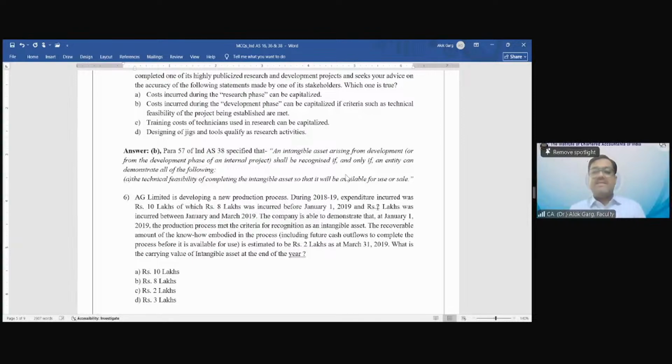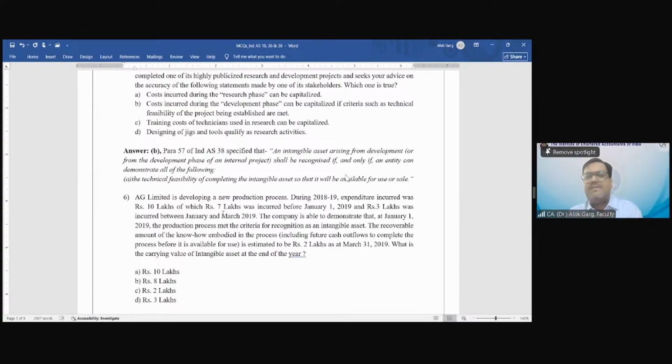The company is able to demonstrate that at January 1st, 2019, the production process meets the criteria for recognition as an intangible asset. The recoverable amount of know-how embodied in the process, including future cash outflow to complete the process before it is available for use, is estimated to be 2 lakh as at 31st March 2019. So let me keep this 7 lakh and let me keep this 3 lakh. So in 18-19, how much was the total expenditure? 10 lakh. Out of that, 7 lakh up to 1st January and 3 lakh between January and March.